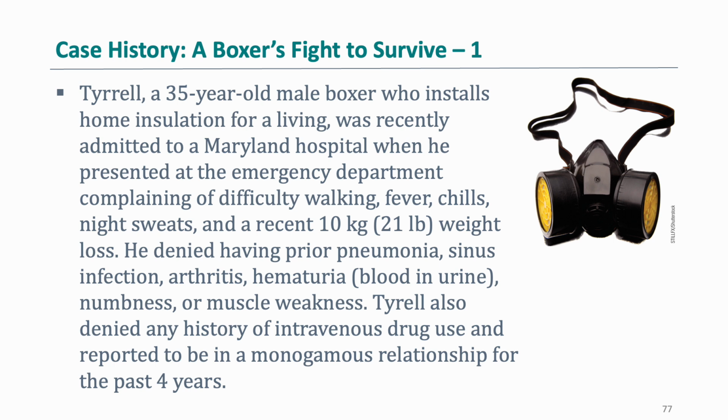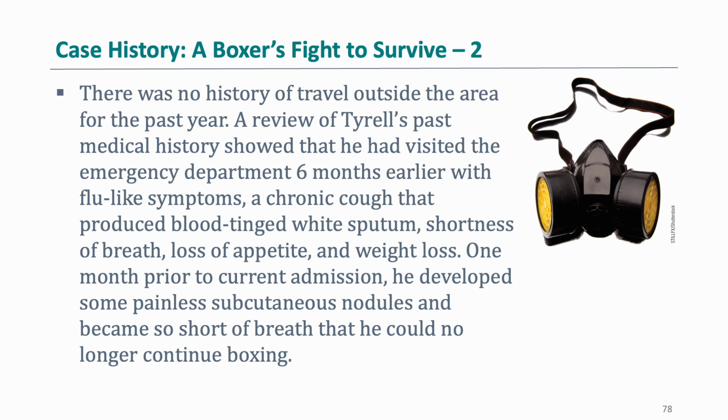He denied having prior pneumonia, sinus infections, arthritis, blood in the urine, numbness, or muscle weakness. Terrell also denied any history of intravenous drug use and reported being in a monogamous relationship for the past 4 years. Going off of that, there was no history of travel outside the area for the past year. A review of Terrell's past medical history showed that he had visited the emergency department 6 months prior with flu-like symptoms, a chronic cough that produced blood-tinged white sputum, shortness of breath, loss of appetite, and weight loss.